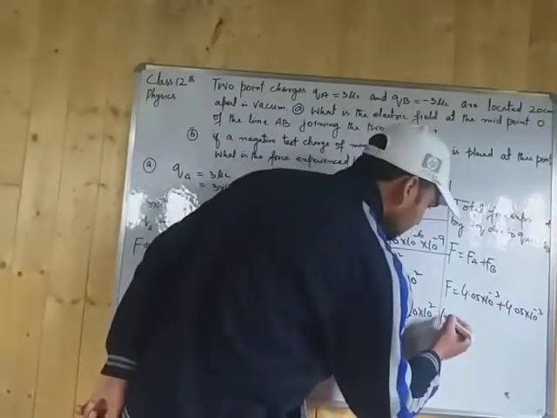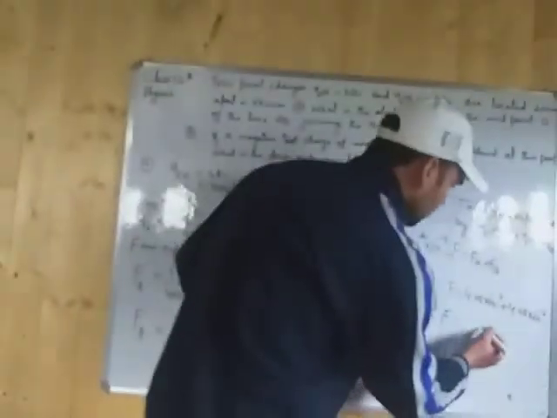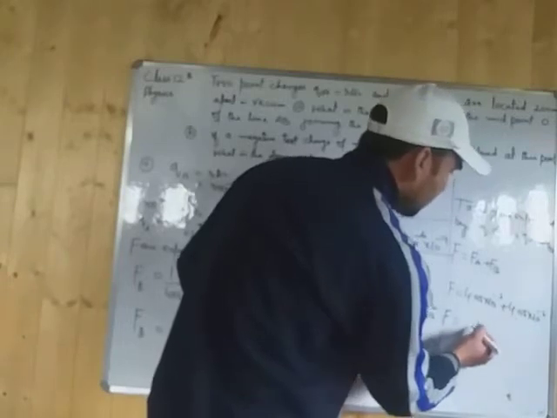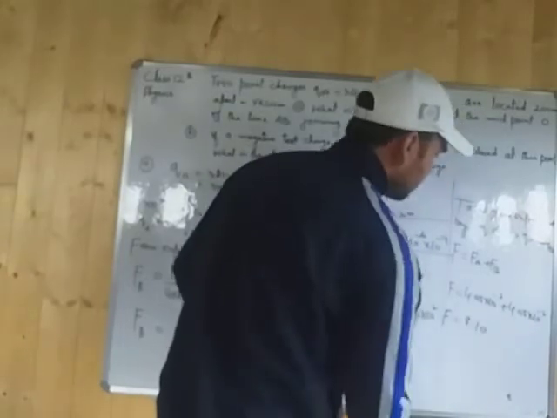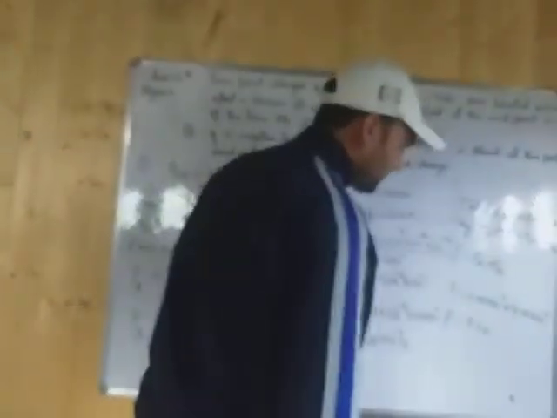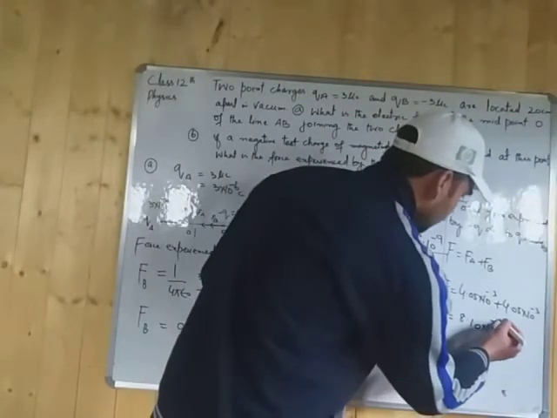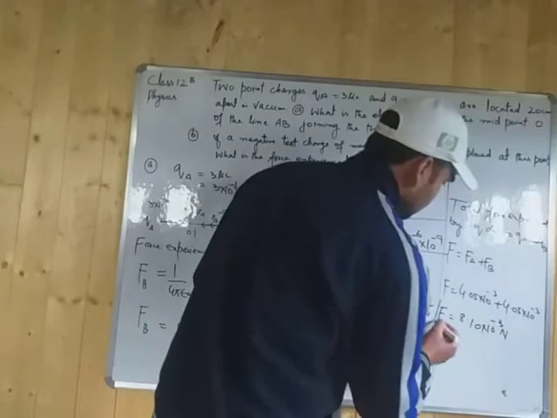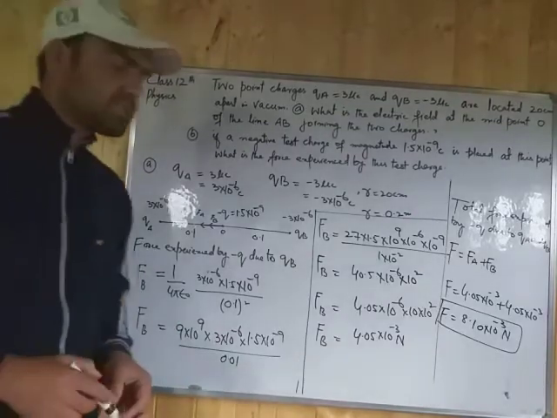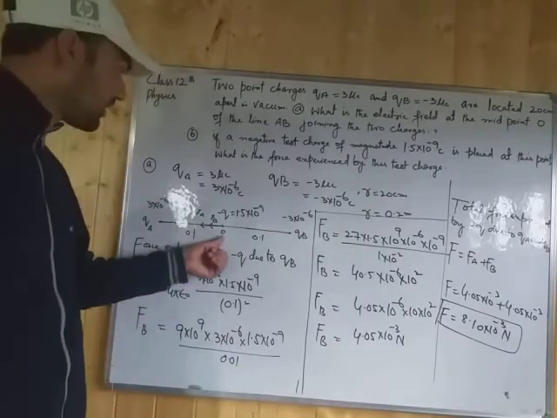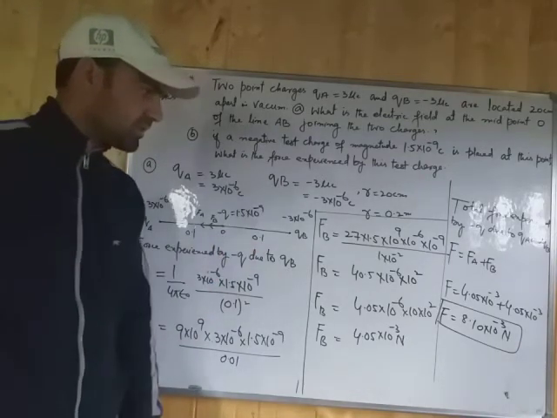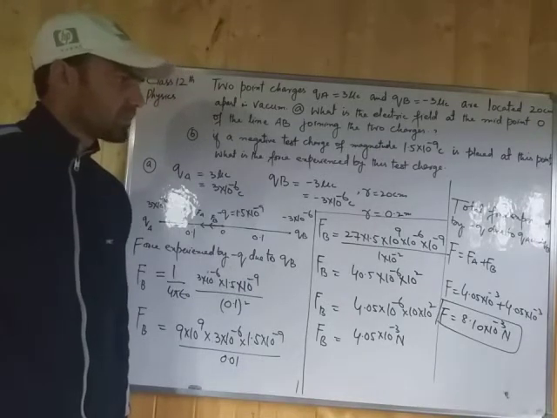So if you add them, F will be equal to 1.88 into 10 raised to power minus 3 newtons. So this is the total force experienced by this negative test charge due to these two charges. So it was the first numerical.